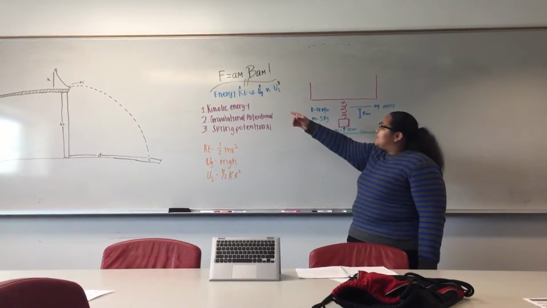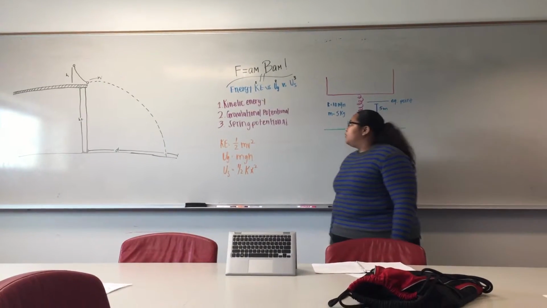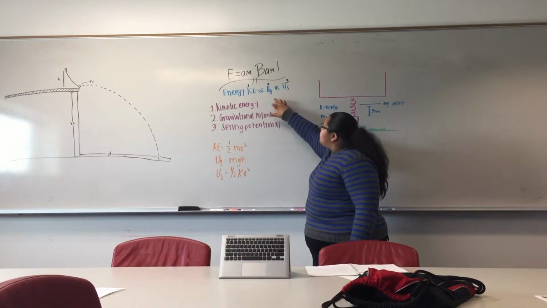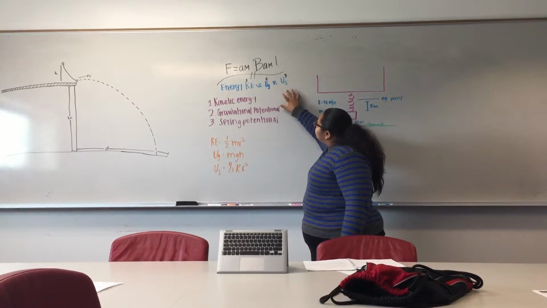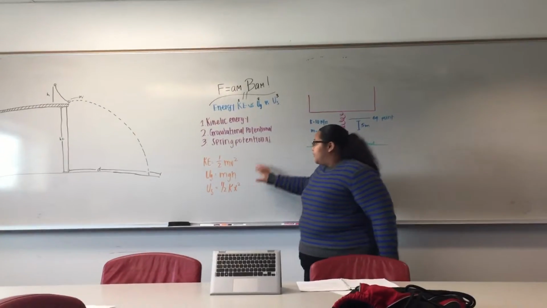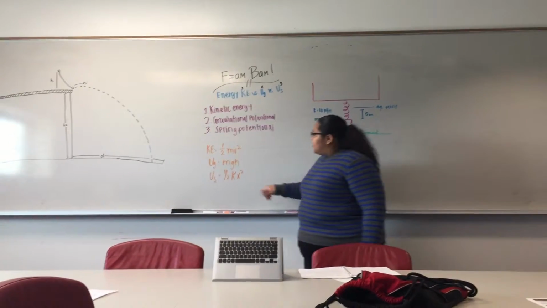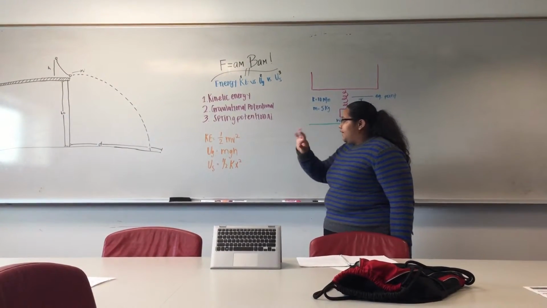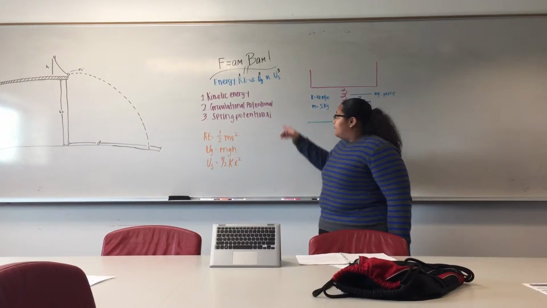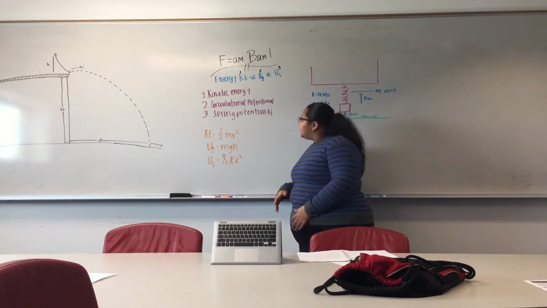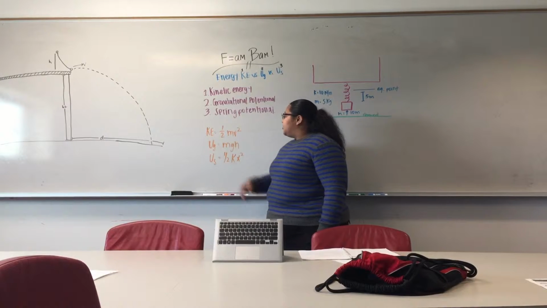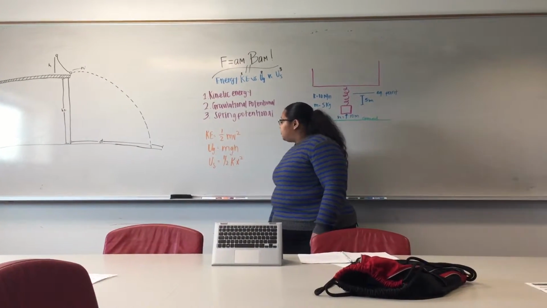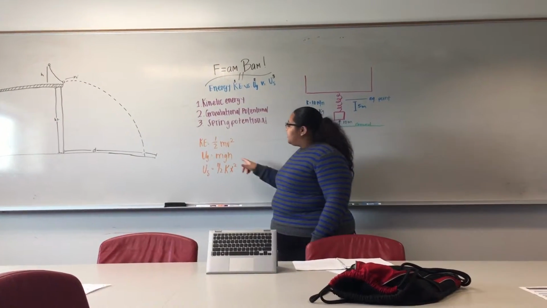So today's topic is energy, and specifically we'll be talking about the difference between kinetic energy versus gravitational potential energy versus spring potential energy. So over here we have the examples of the equations you use for every specific type of energy. For kinetic energy, we have 1/2 mass times velocity squared. For gravitational potential energy, we have mass times gravity times height.